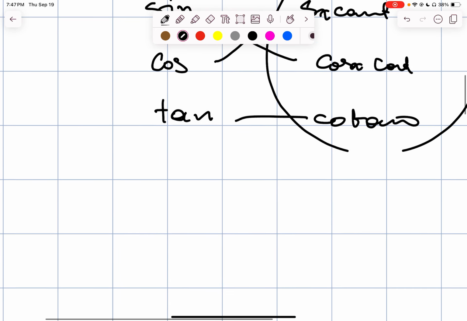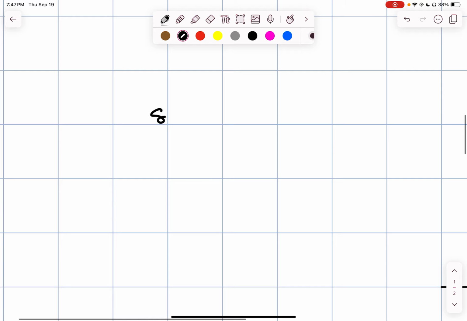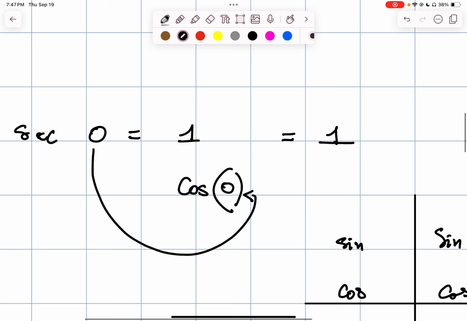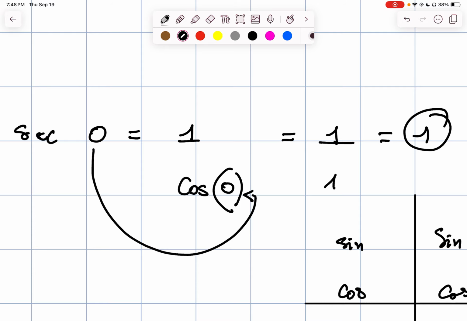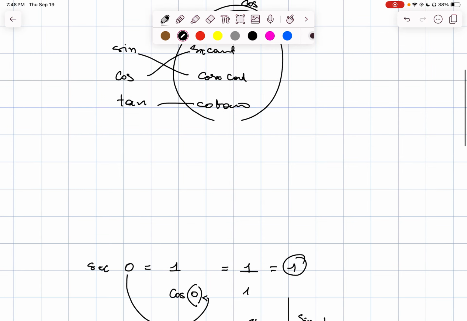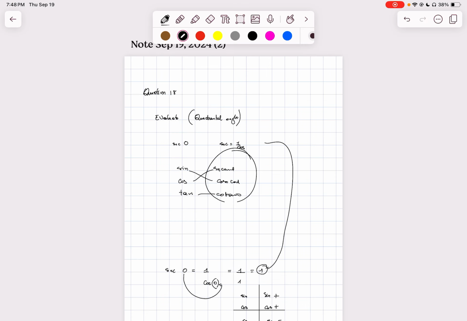In order to evaluate this function, you put sec of 0 equal to 1 over cos, and the cos you're looking for is the cos of the angle they give you, which is 0. So you do 1 divided by the cos of 0. Cos of 0 is equal to 1, so it's 1 divided by 1, which is equal to 1. That's how I found the answer for question number 18.